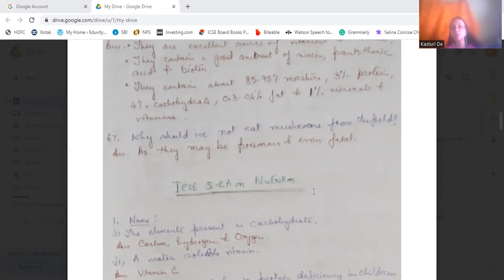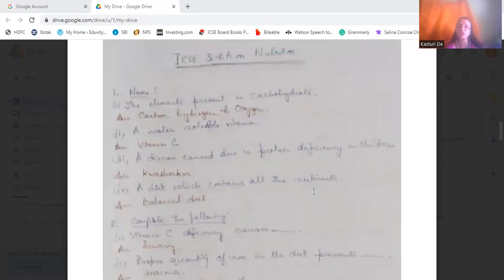Next chapter will start, that is the nutrition chapter. The elements present in carbohydrates are carbon, hydrogen and oxygen, in the ratio 1:2:1. Water-soluble vitamin: vitamin C. The disease caused by protein deficiency in children is kwashiorkor. A diet which contains all the nutrients is known as a balanced diet.